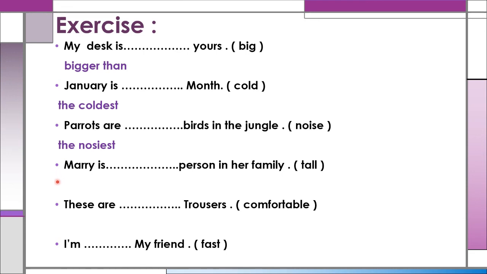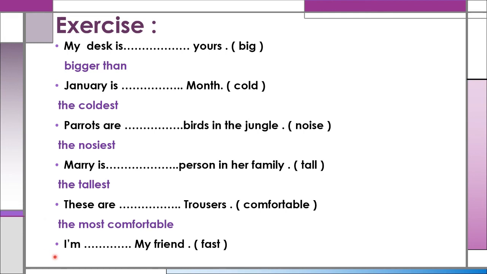Mary is blank person in her family, and we have tall. Tall is a short adjective and this sentence is in superlative form. Mary is the tallest person in her family. These are blank trousers, and we have comfortable. This is a long adjective and in superlative form. Excellent. So the answer is the most comfortable trousers.